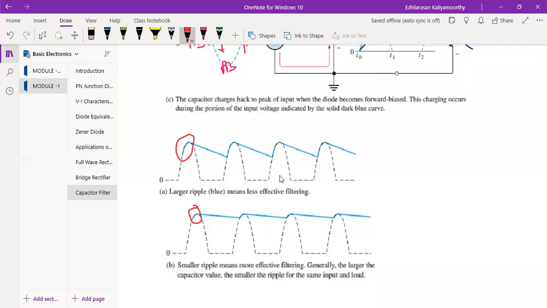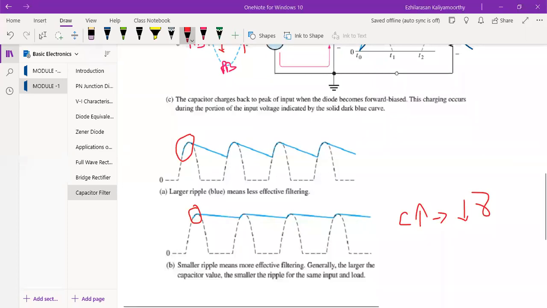Generally, the larger the capacitor value, the smaller the ripples. So simply I can say your C should be larger to reduce the ripple factor, that is gamma actually. We need to increase the capacitor value to a high value, not in terms of picofarad or microfarad, but in terms of millifarad. So the ripple is smaller for the same input and load.